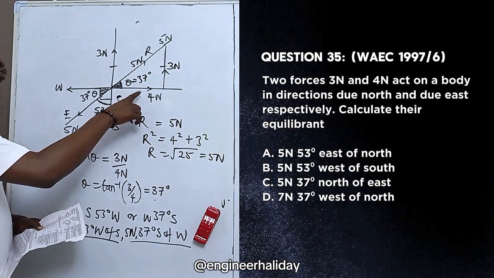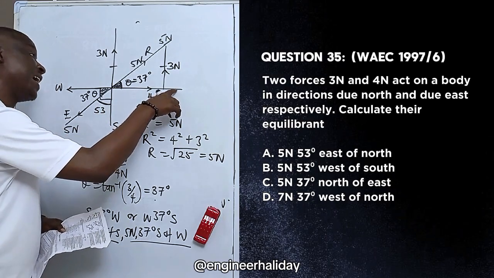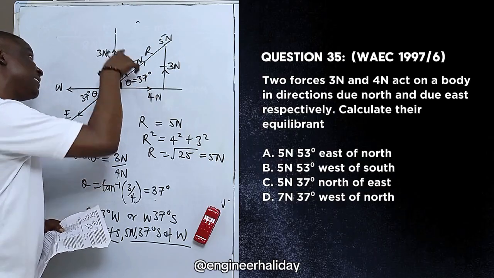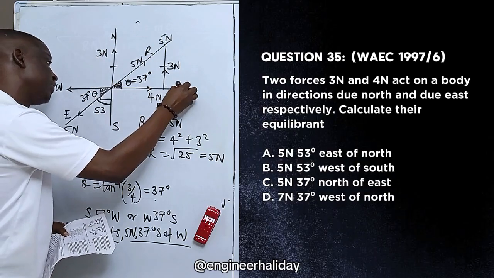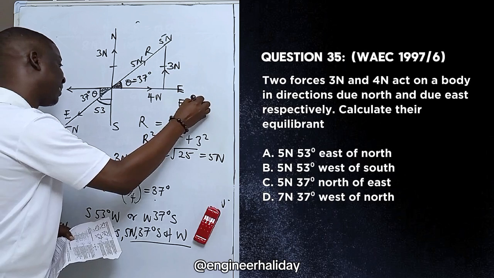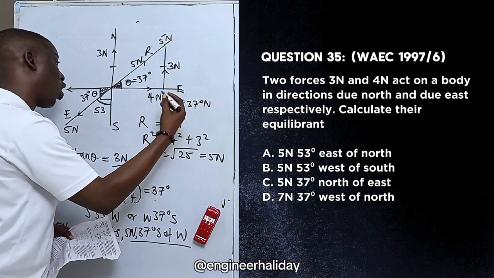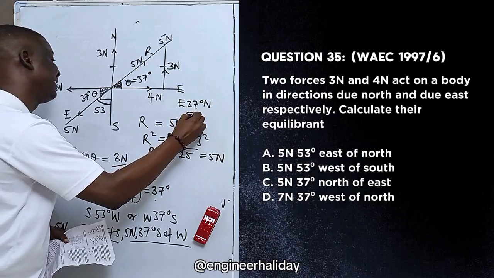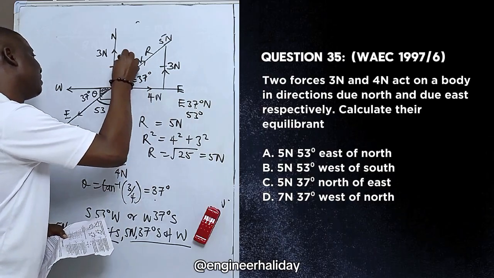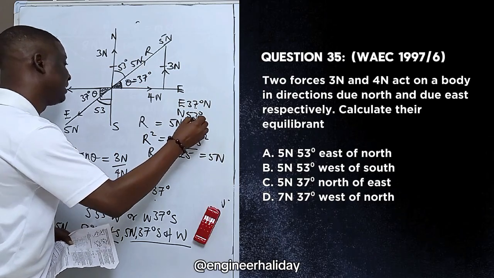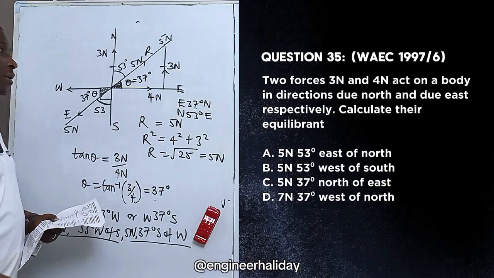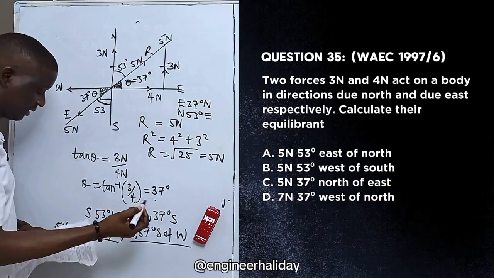Whereas the resultant would have been 37 degrees north of east, or 53 degrees east of north, if you are using the resultant. So this is the equivalent.